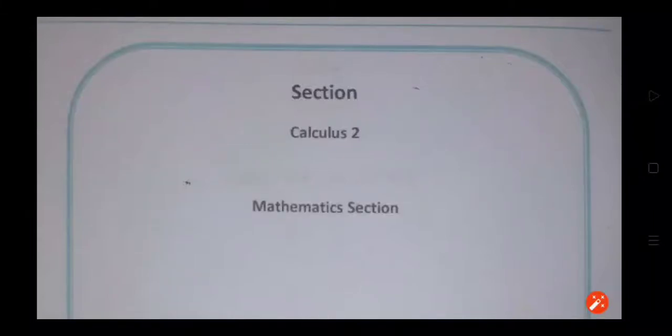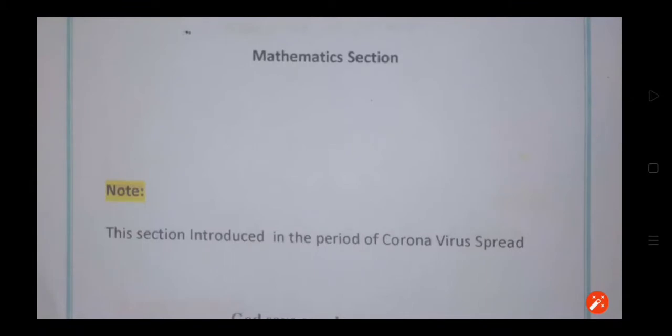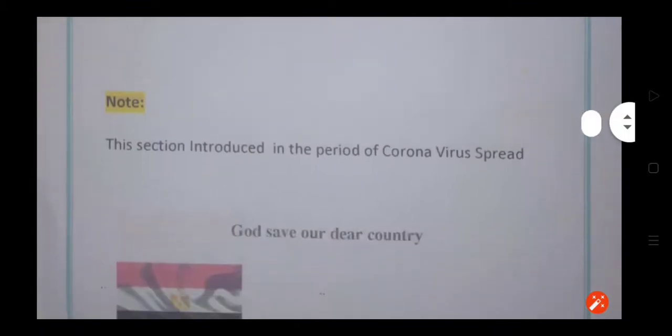Hello everyone. Our section today, Calculus 2. This section is introduced in the period of coronavirus spread. God save you and save our dear country.